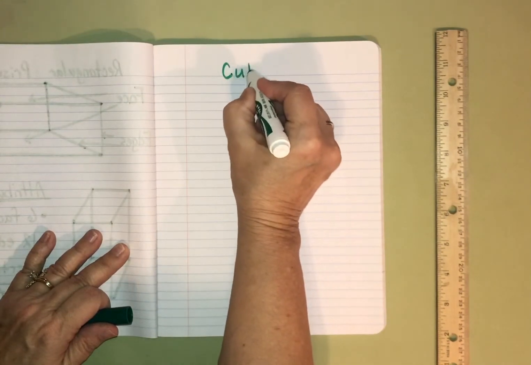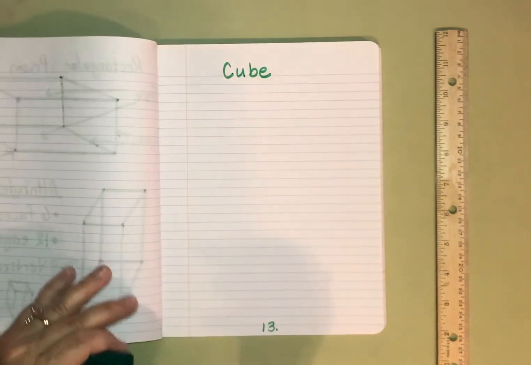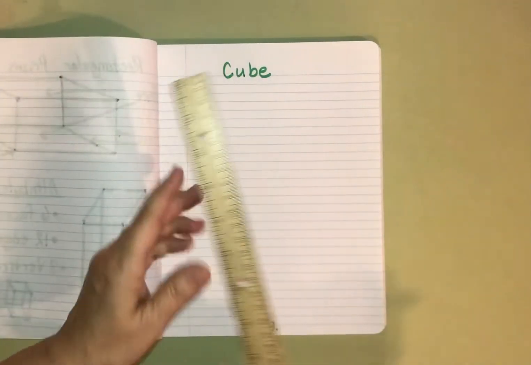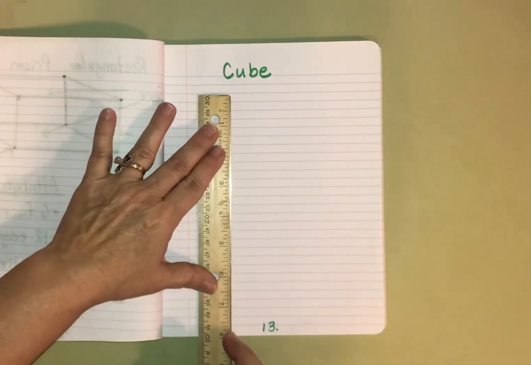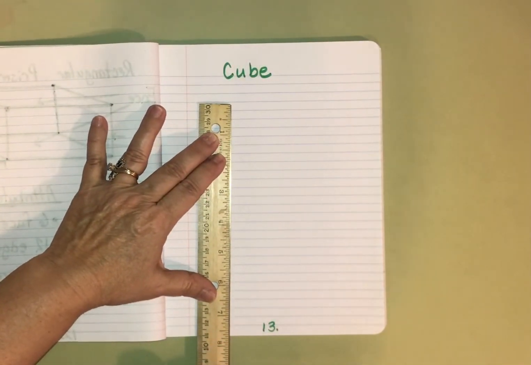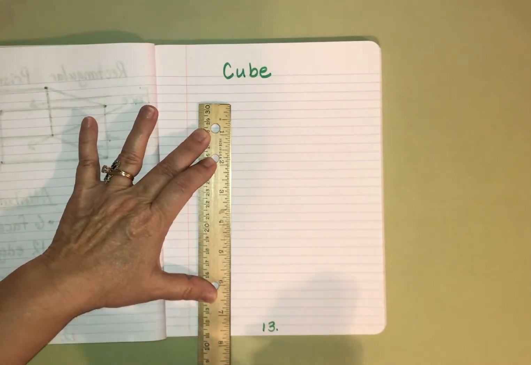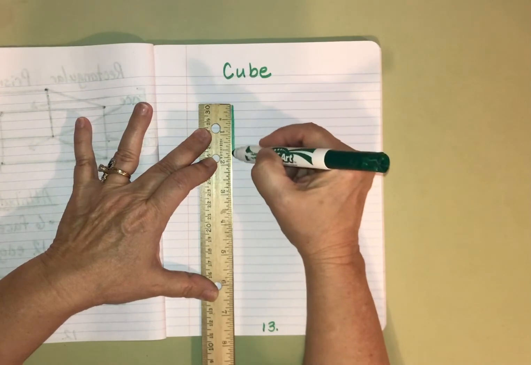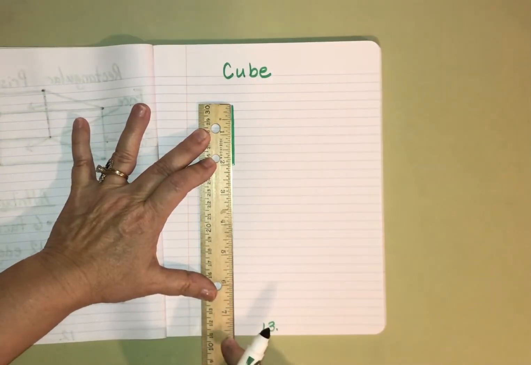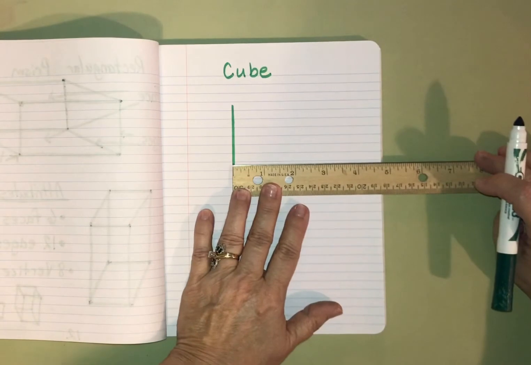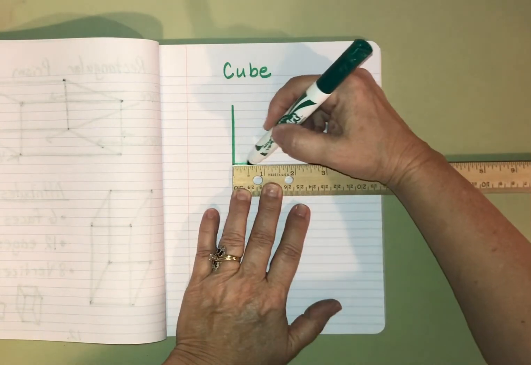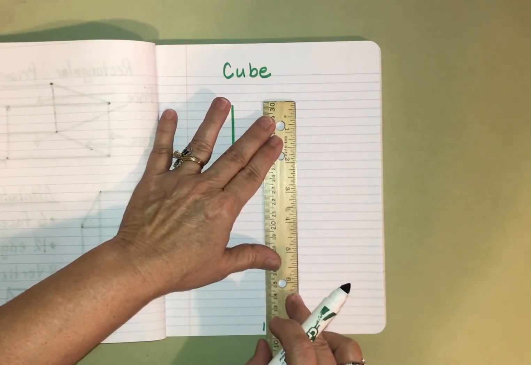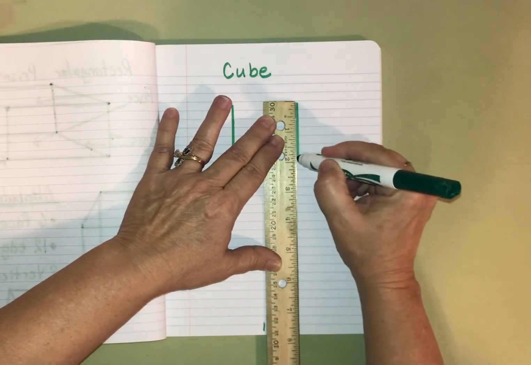All right, so write your title, cube, and then to make our cube, we start with a square. So let's use our inches side, okay? And let's go ahead and make our first cube. Let's try 2 inches. So draw one line 2 inches, and then let's draw the line on the bottom 2 inches, because a square, one of the attributes is that all 4 sides are the same size.